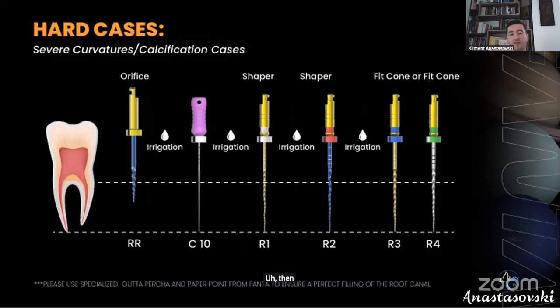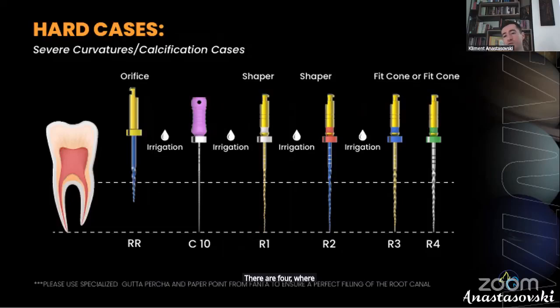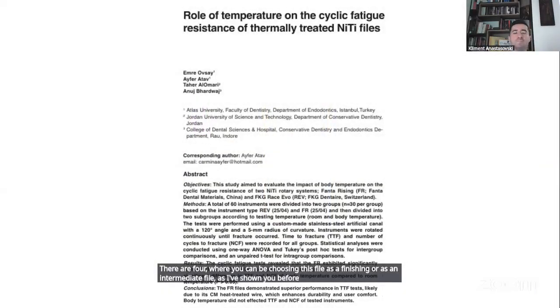Then after the measurement of the working length, use the R1, R2, and after that finish the preparation by your choice with the R3 or the R4, where you can choose this file as a finishing or as an intermediate file, as I showed you before.